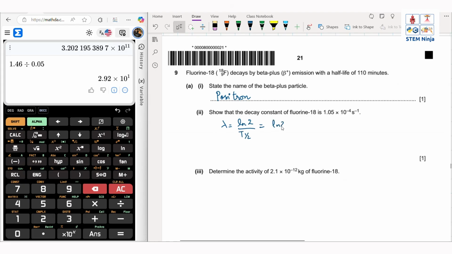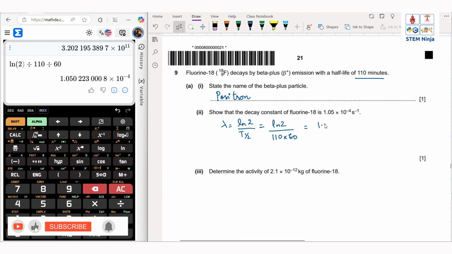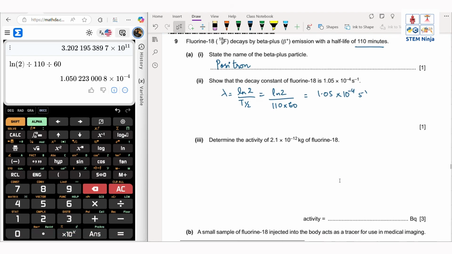So ln2 divided by half-life, 110 minutes converted into seconds, times 60. So ln2 divided by 110 divided by further 60, you have this 1.05 × 10^-4 per second. Determine the activity of 2.1 × 10^-12 kg of fluorine-18.